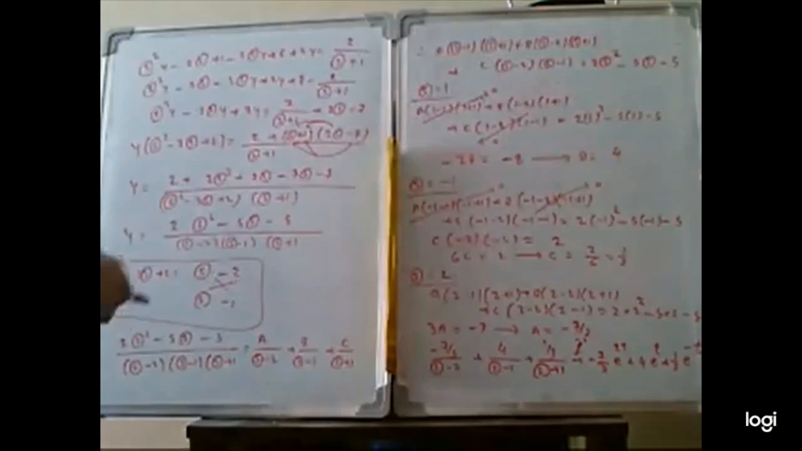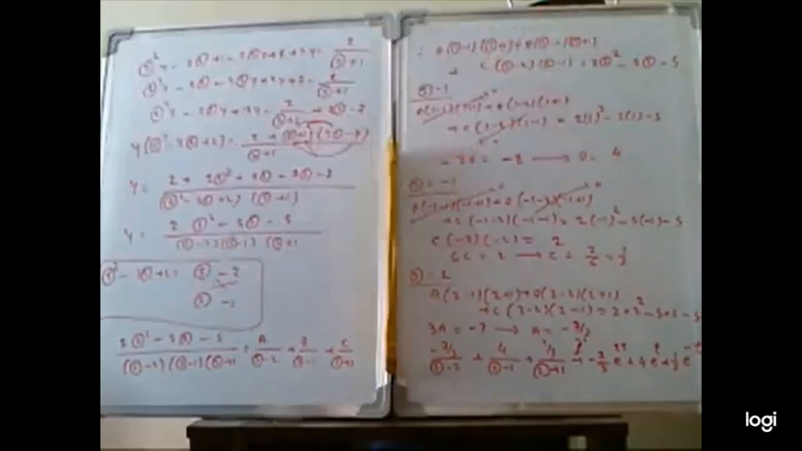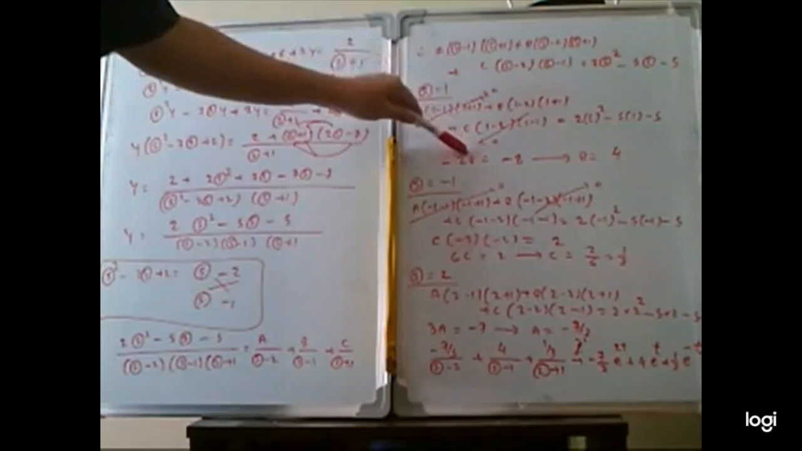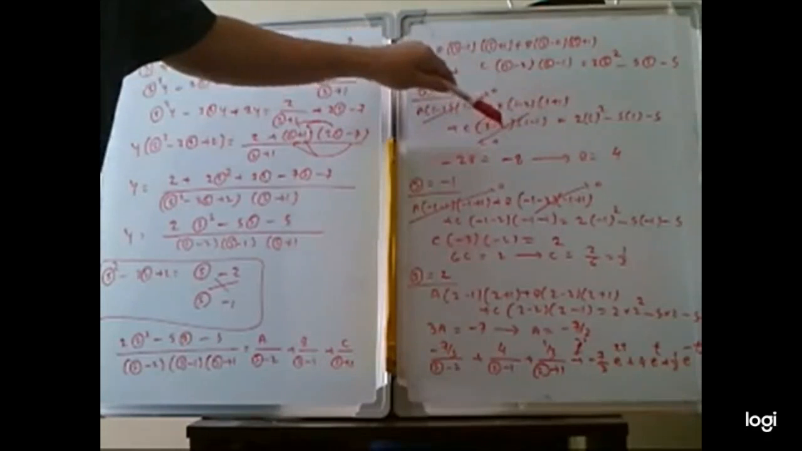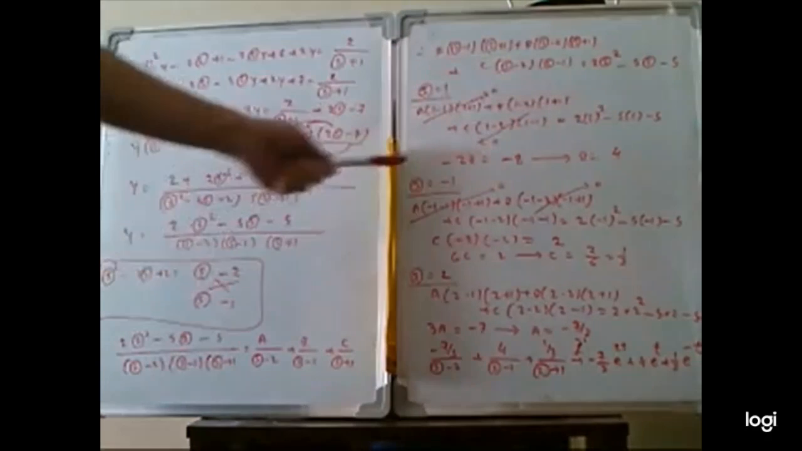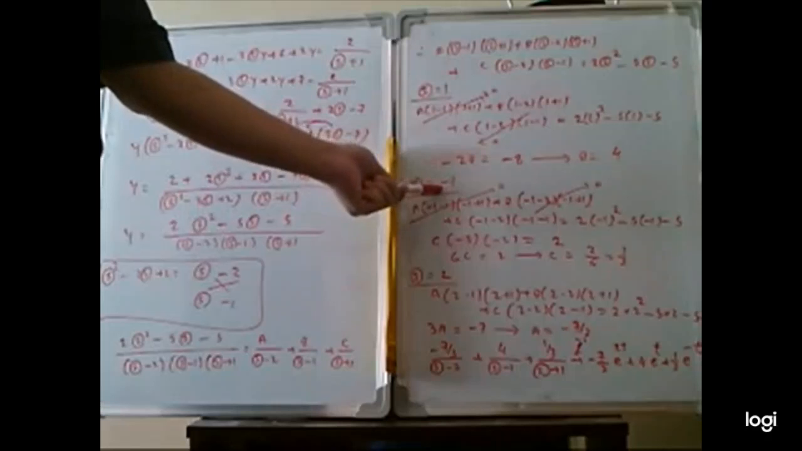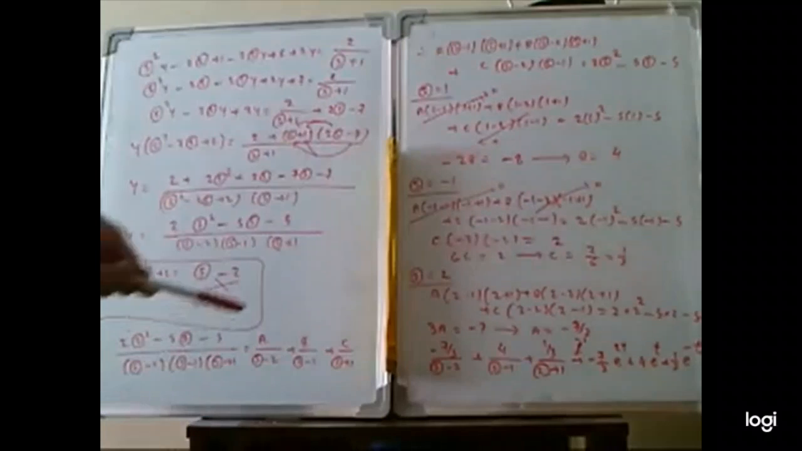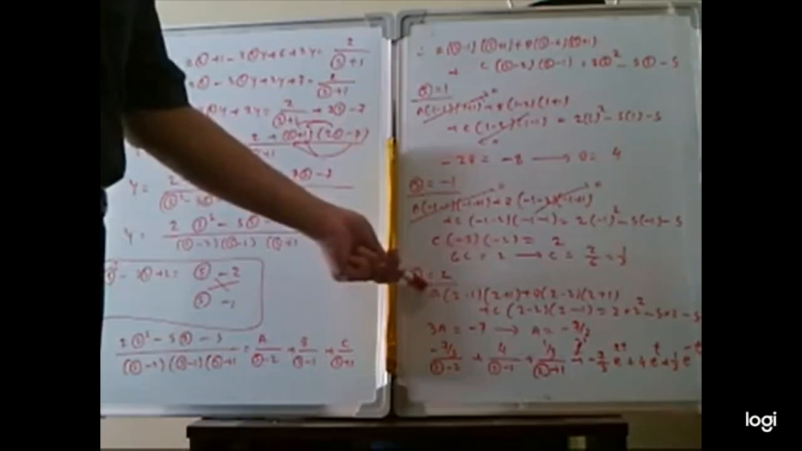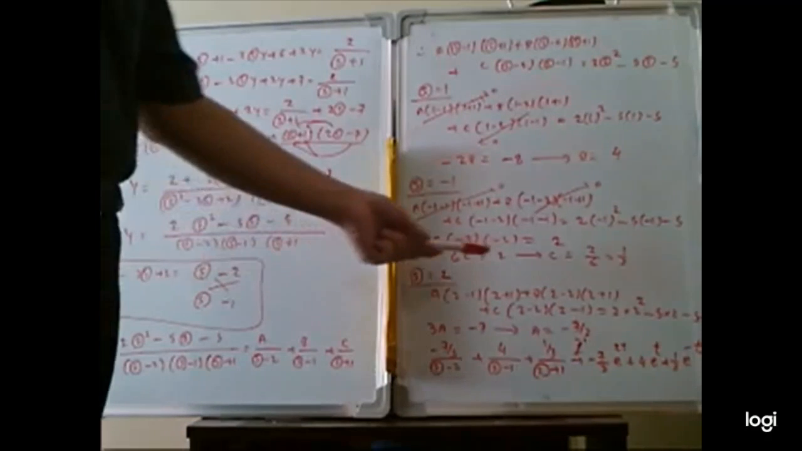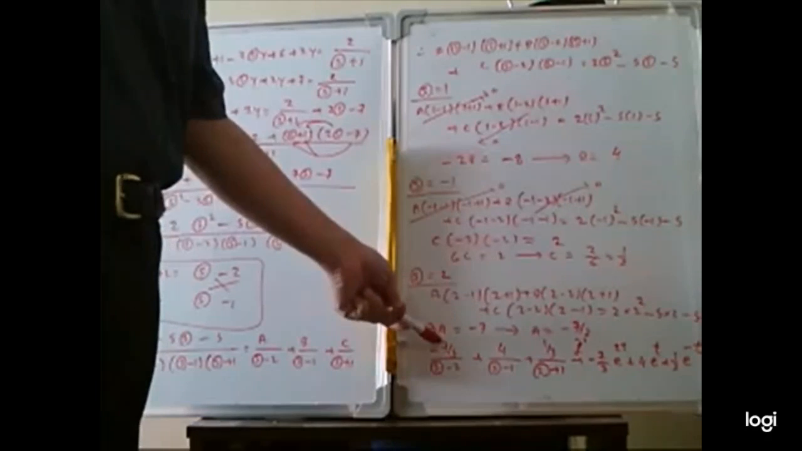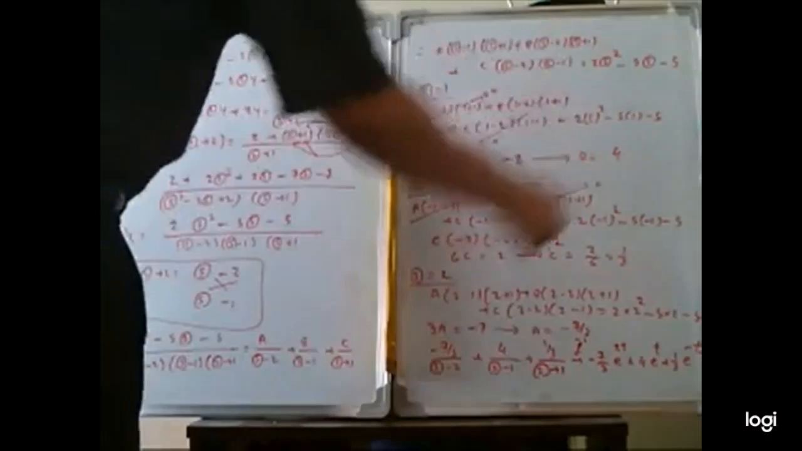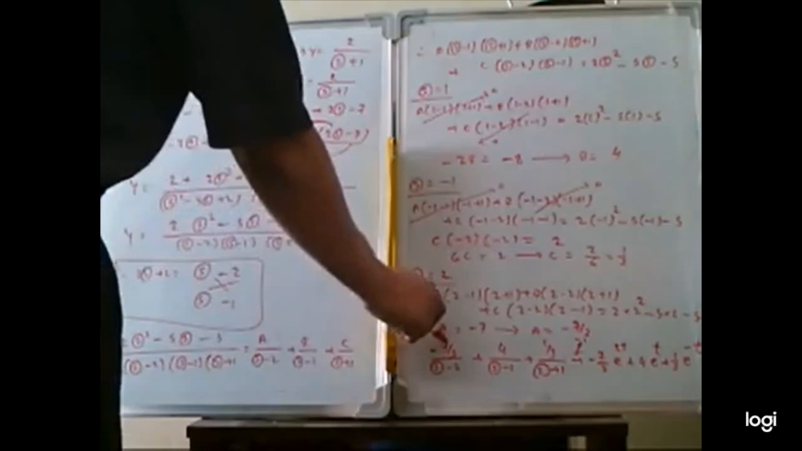Equate this. From here you get that all the A and C disappear, and B is 4. Substitute s equal to minus 1, so A and B disappear, and C will be 1. If you substitute s equal to 2, then B and C disappear, and only A remains, which is minus 7 by 3.